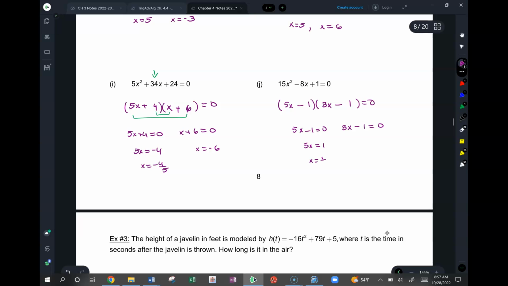Okay, x equals a fifth. And how about here? x equals a third. Okay, let me talk a little bit about form.